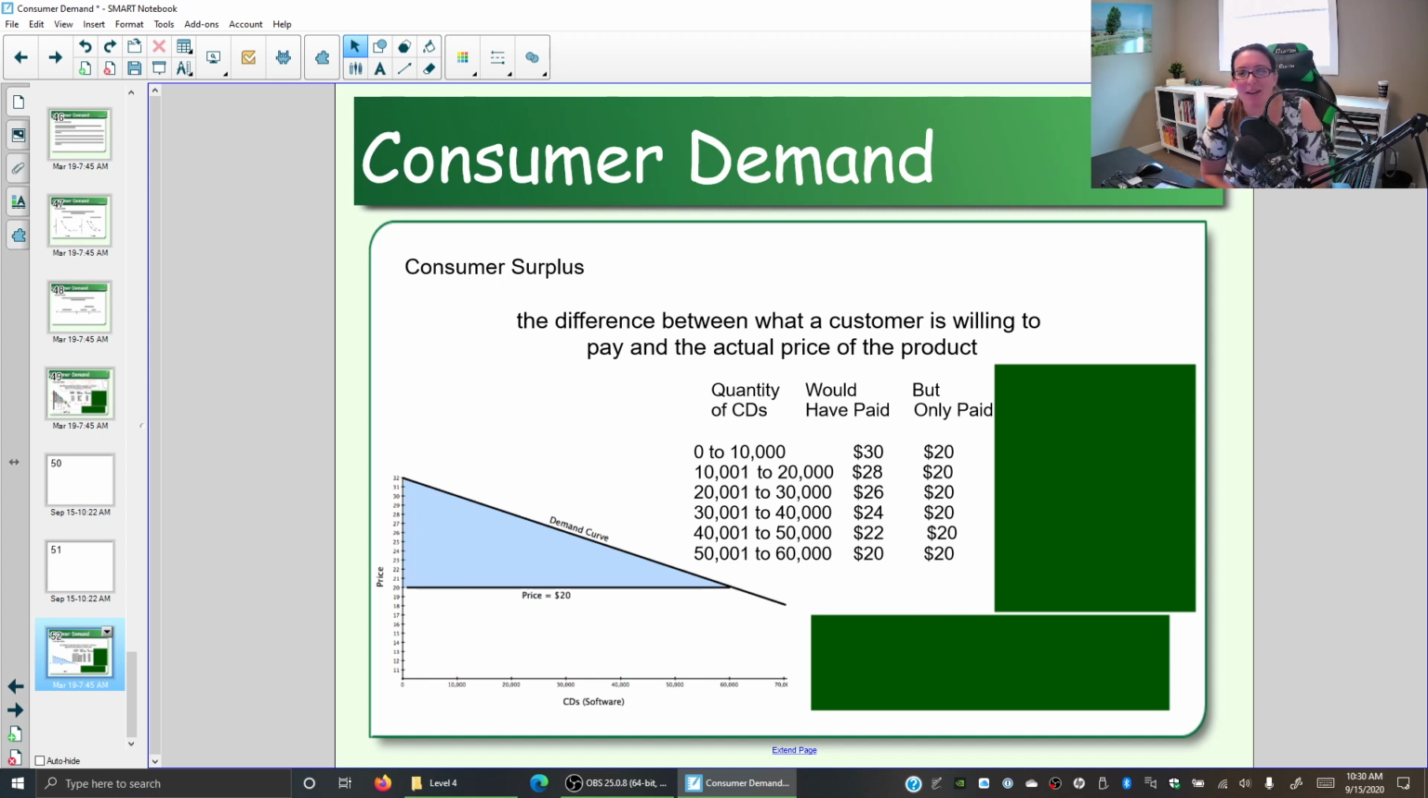Technology changed too much. So we need to look at, okay, what if we don't sell just one disc at a time? What if we're selling them in bundles? How does that change the consumer surplus?